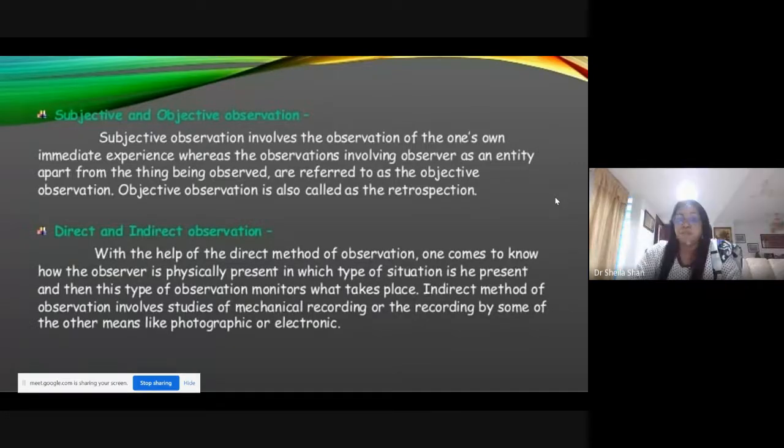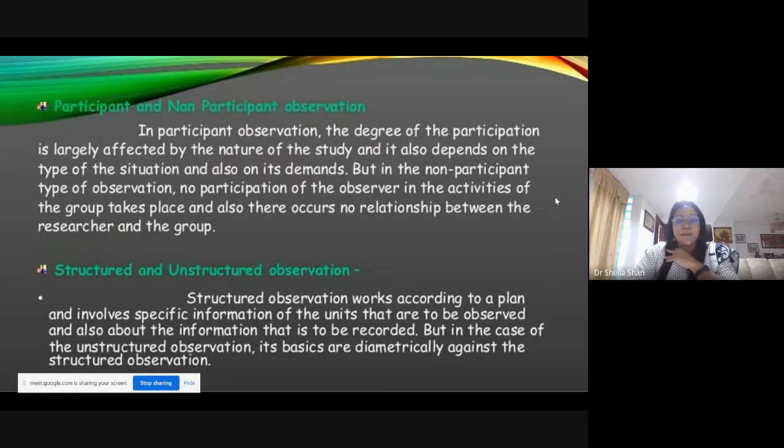Subjective or objective observation. Subjective involves the immediate experience, whereas objective observation involves the observer as an entity, a part of what is being observed. And we also have direct and indirect observation. Indirect is like you take a recording. That is the indirect method. Then participant and non-participant observation, which is another type. Which one you use depends on the nature of the study.